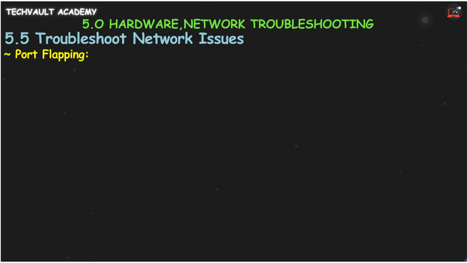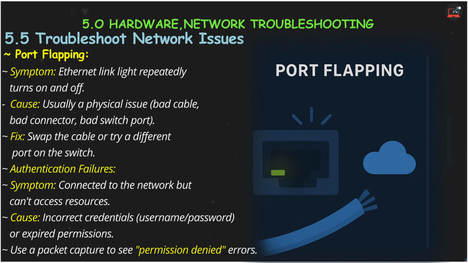Sometimes the issue is physical. If a port's link light is constantly turning on and off, that's called port flapping. This usually points to a bad cable, a bad connector, or a failing port on the switch. Try swapping the cable or using a different port on the switch.